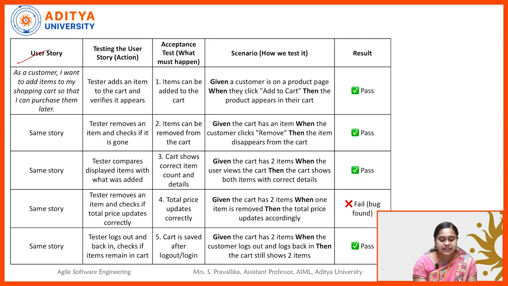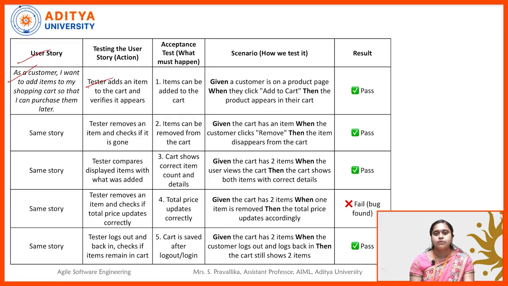The tester adds an item to the cart and verifies it appears. What we need to check is whether it appears in his cart or not. That is what we need to check here. So this was the customer's story and this is what we need to test. So what was the acceptance test here? What must happen? Items can be added to the cart.